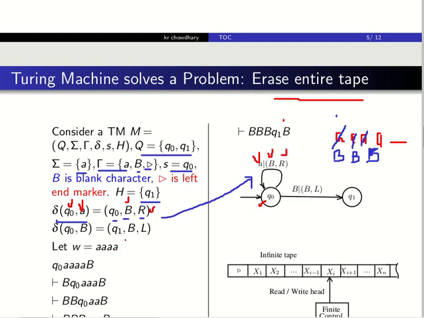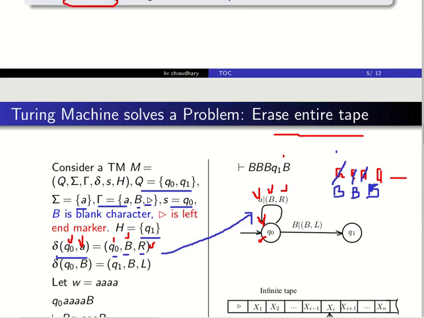And what is the next state? The next state is the same as the original, Q0. You come back to the original state. So this loop is replacing A by blank, A by blank, A by blank, and so on, moving right. Once it is moving right, ultimately, once the A's are over, it will find a blank.